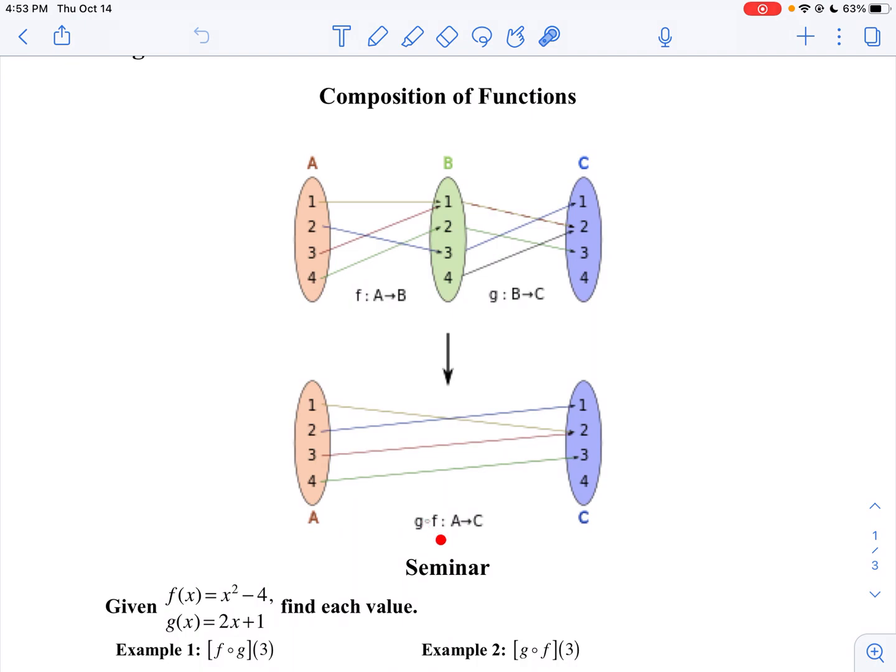Now, if I take a composition of the functions of g of f, that's what the little circle means, I'm going to go from A to C. I'm going to cut out the middle part, but notice I still end up in the same spot. So if I look at A, I went from 1 to 1, then takes me to 2. So I'm going from 1 to 2. I went from 2 to 3 to 1, so 2 to 1. I went from 3 to 1 to 2, so 3 takes me to 2. And 4 goes to 2, which goes to 3, so 4 takes me to 3.